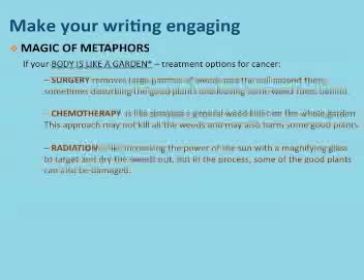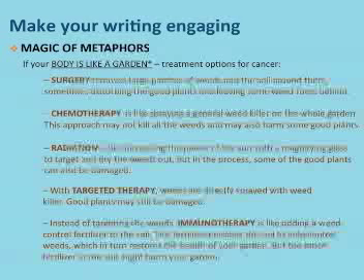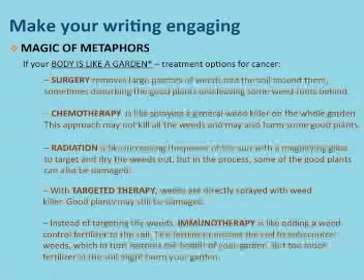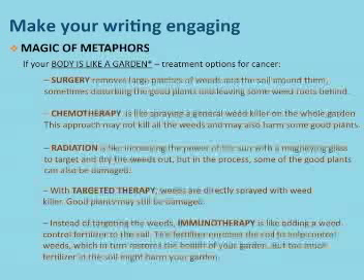And that's exactly what happens when people undergo chemotherapy. It spreads throughout their body. It doesn't always get the cancer, and it also harms good cells. Radiation is like increasing the power of the sun with a magnifying glass to target and dry out the weeds, but in the process, some of the good plants can also be damaged. It also dries out and kills some of the good cells in your body. With targeted therapy, which is the newer medicines that actually are supposed to leave the other cells alone, and they're fairly new in the last few years, weeds are directly sprayed with weed killer, but good plants still may be damaged because there's no guarantee that they can just target the exact cancer cells.